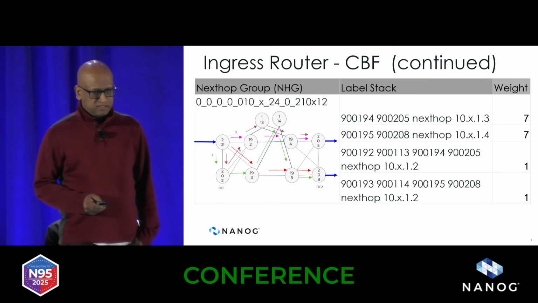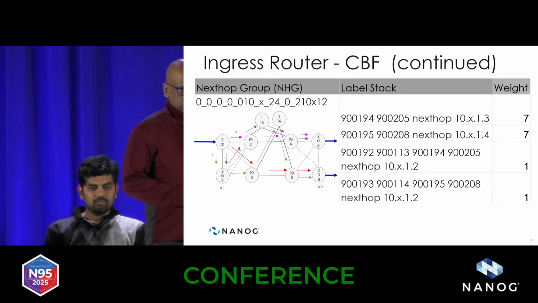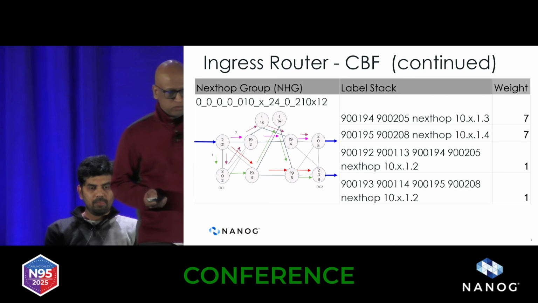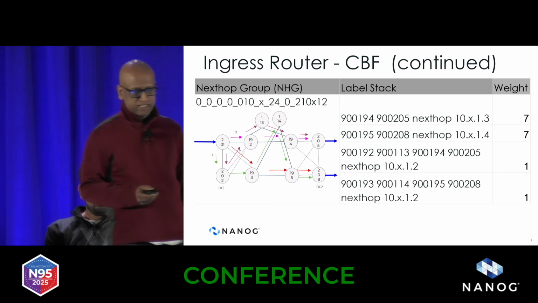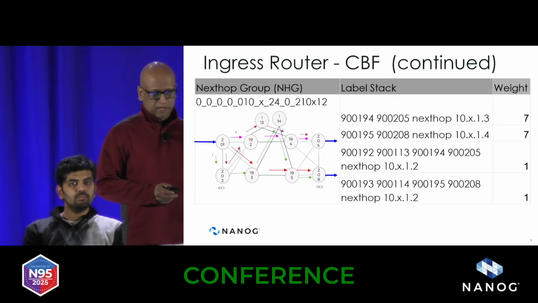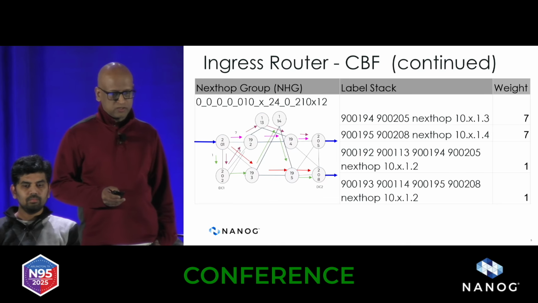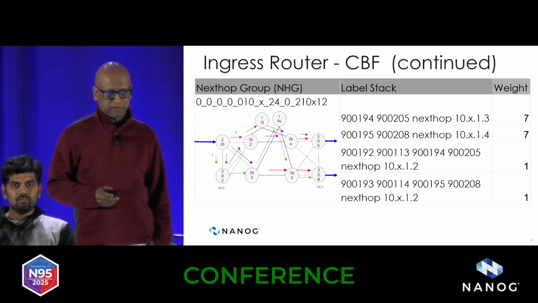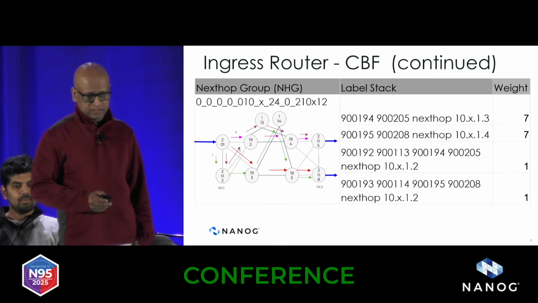Here you can see the next hop group 210x0, which shows the labels. It shows all four paths. The first path has a weight of 7, the second path has a weight of 7, the third path weight 1, and the fourth weight 1. So the first two are ECMP paths with weight 7 each. The first path goes from 201 to 192 to 194 to 205 with a weight of 7. There will be 7 ECMP paths there. And the second path goes from 201, 193, 195 to 208, again with a weight of 7.